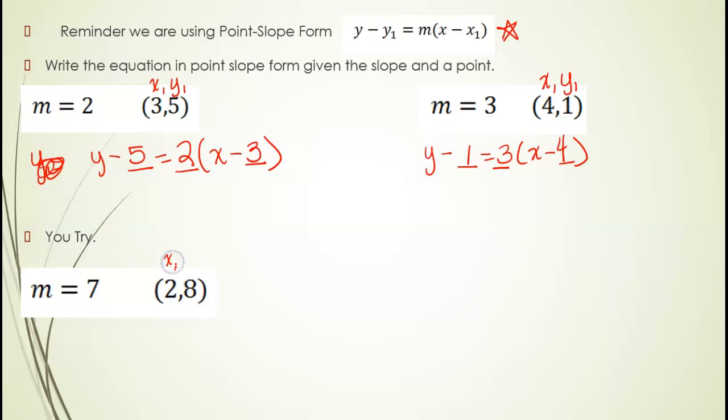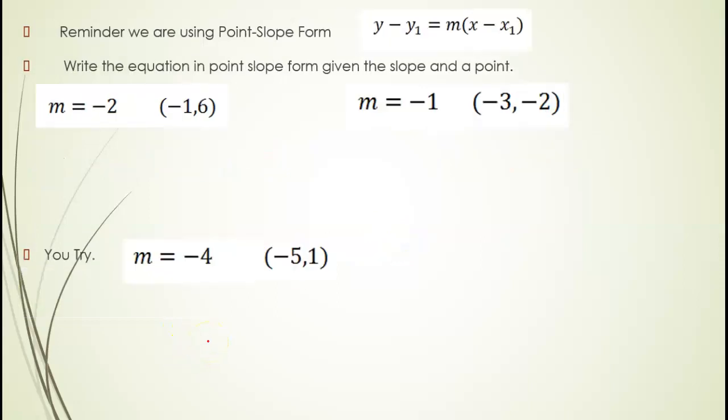You should have started by labeling your x1 and your y1, and then substituted into the blanks. That becomes y minus 8 because y1 is 8, the slope is 7, and the x1 is 2. And that's it. Let's try a few more. If you feel ready, go ahead and pause this and do all 3 on your own. Otherwise, you can wait until we get to the third one.